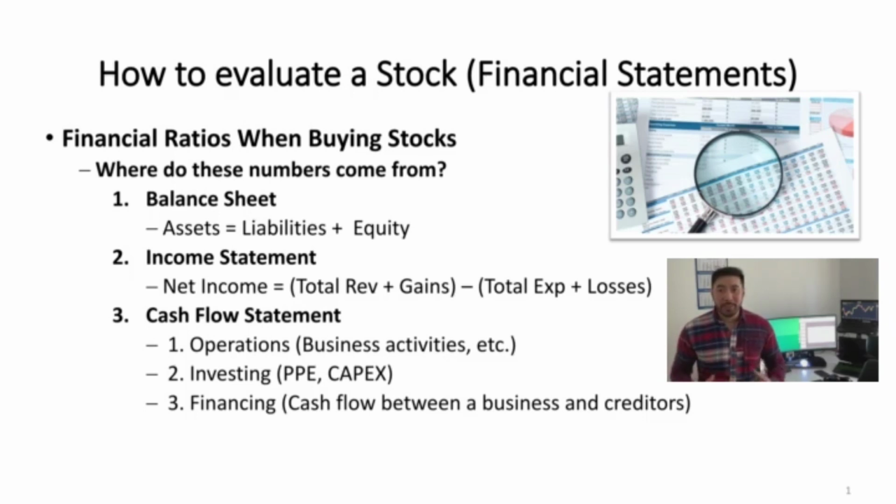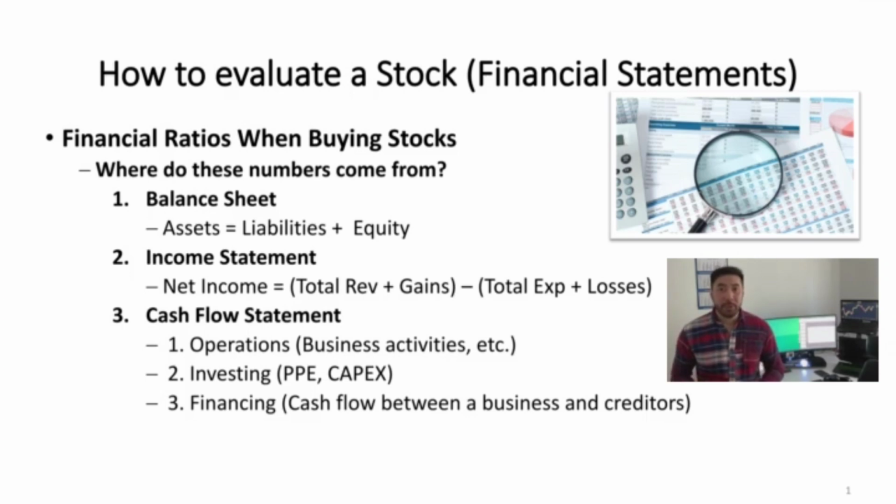It's not like we're sitting at a desk and blindly choosing stocks. No, we're actually doing our due diligence, breaking things down and finding out what these stocks are actually worth. So we're going to talk about financial ratios when buying stocks. I'm pretty sure you've heard it all, like what's a PE ratio or a price to sales ratio or things like that. But where do these numbers actually come from?